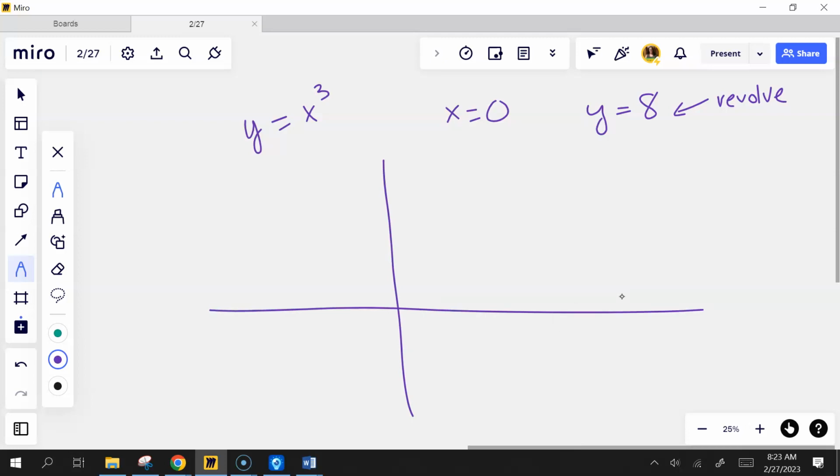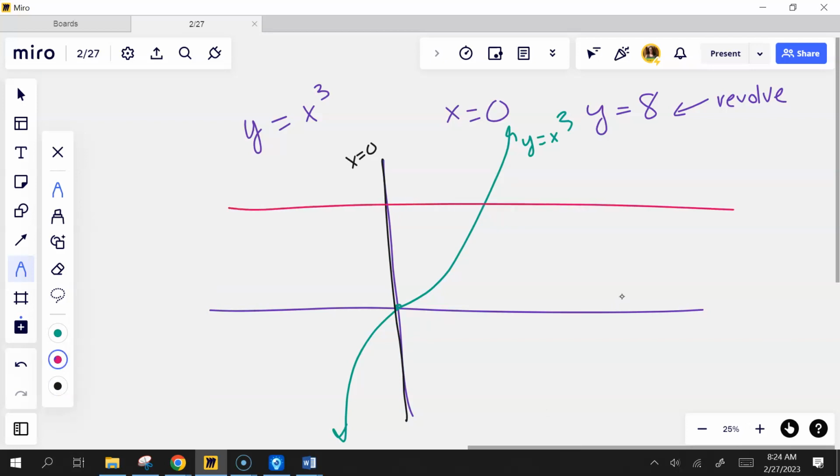All right, so let me just put everything on my graph here. Here's x cubed. X equals 0. Y equals 8. Can you see the shape already?